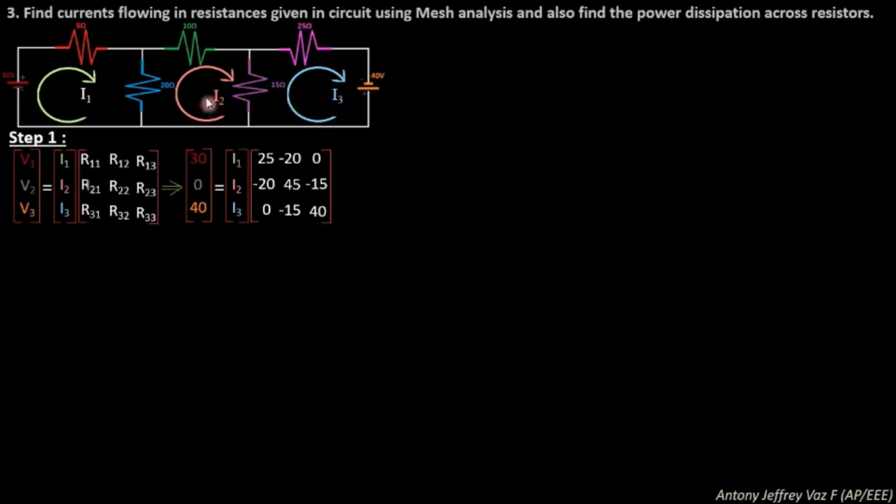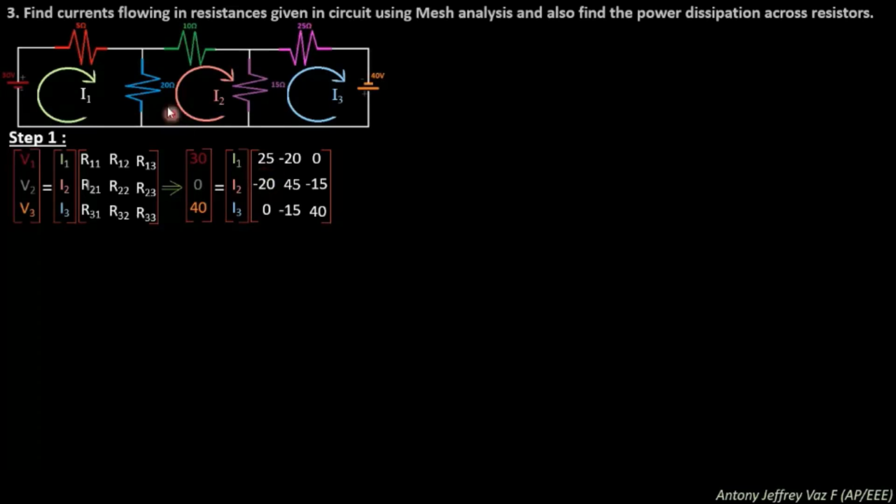For loop 2, very interesting, you can see there is no battery sign, so you put 0. Here I2 is the current flowing, leave it as it is. Then for R21, the association between loop 2 and loop 1 current, loop 2 is here and loop 1 is here. The common thing here is 20, so you get minus 20.